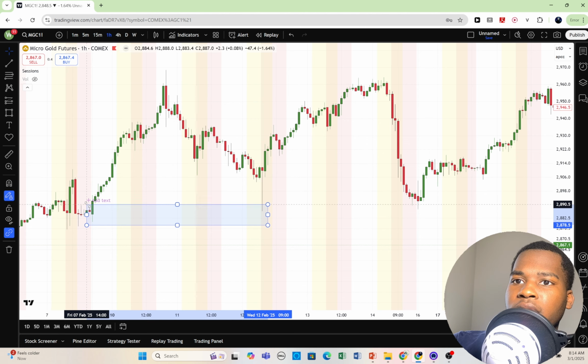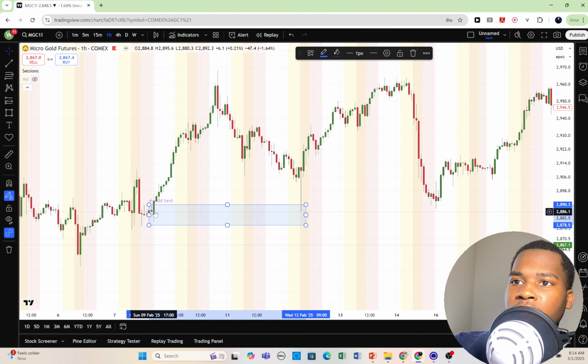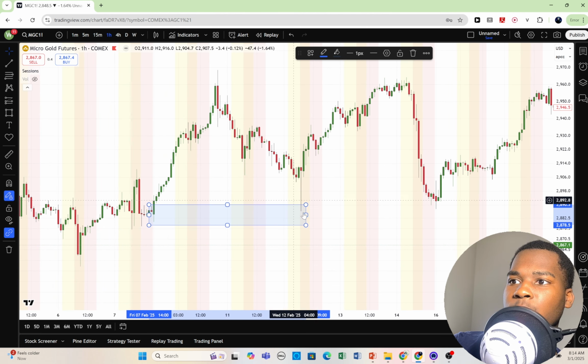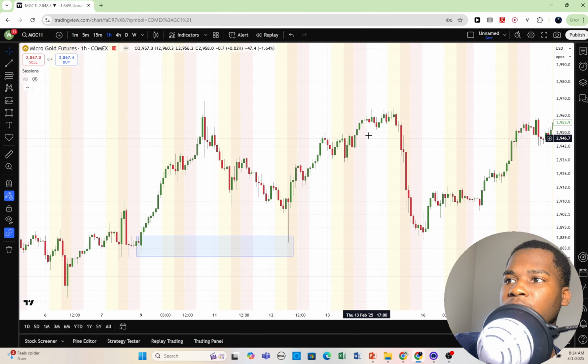Similarly, there was this demand zone next. We had this gap attached to it, come back into the zone, and then we reject for the rest of the day.